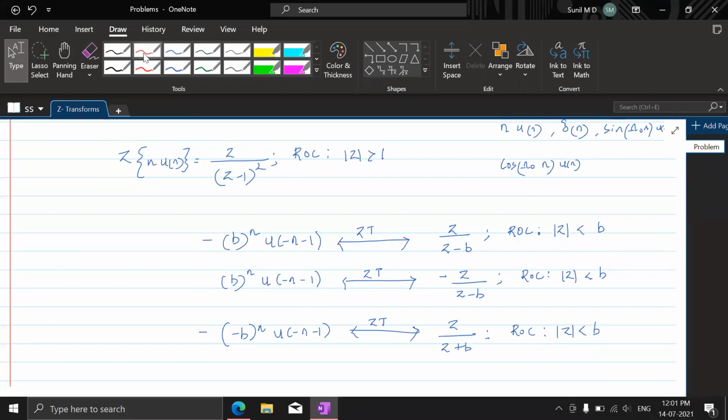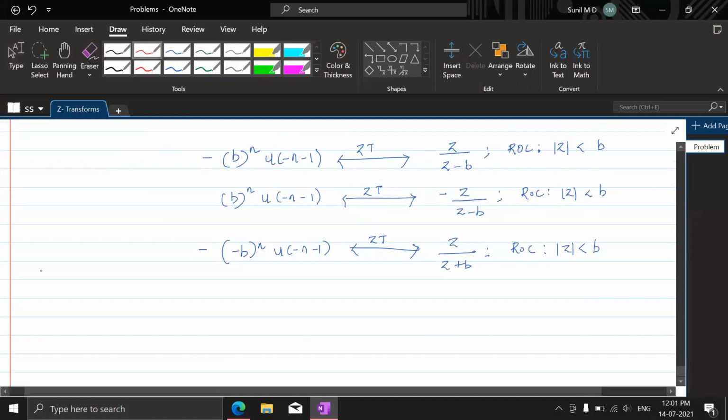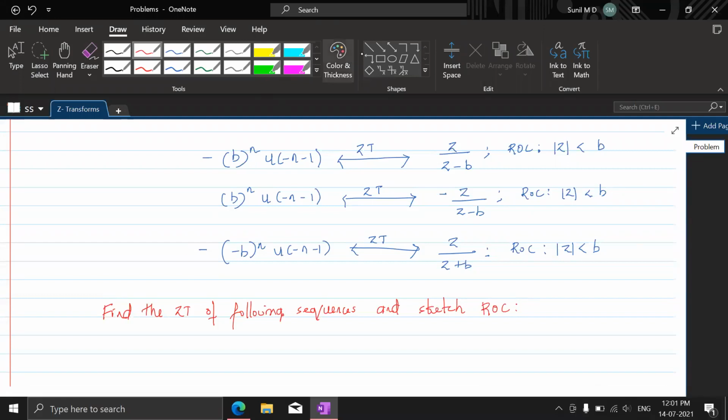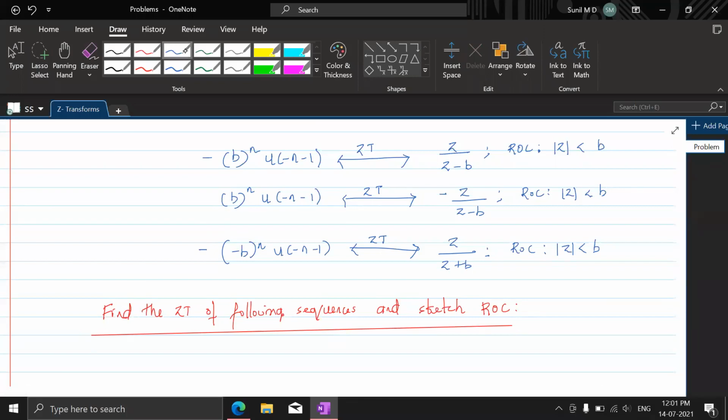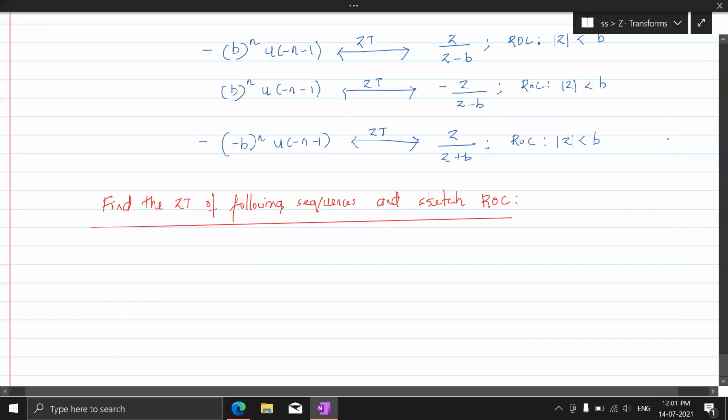Fine. Take the heading as this. Find the Z transforms of following sequences and sketch ROC. So they are very particular in asking us to sketch the region of convergence. Is it okay with you? This is what we are supposed to be doing now. Fine. So let's go and take these problems one by one.